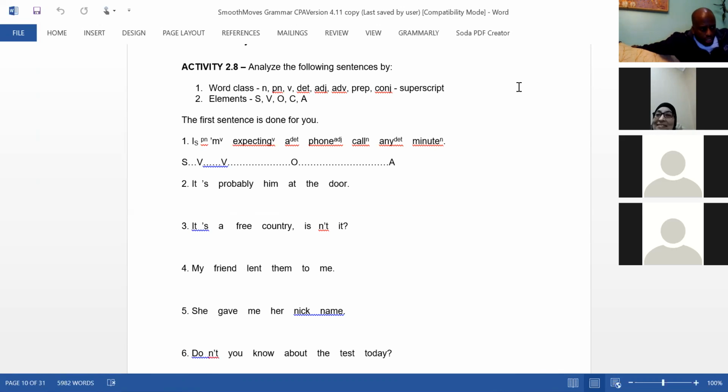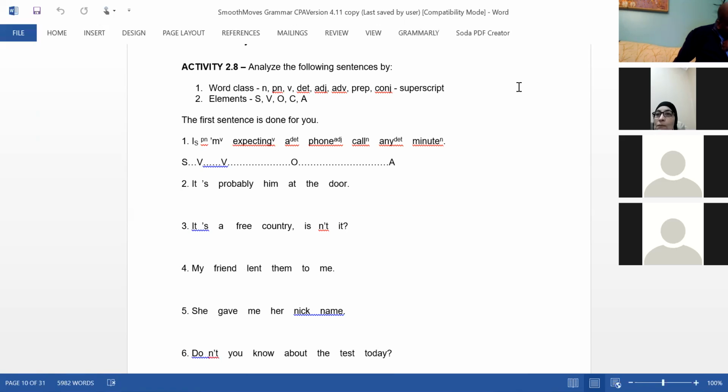All right, so let's do number two together, since you just did that. It is a what? Pronoun. And then the apostrophe S is a verb. Probably, adverb. Him, pronoun. At, preposition. The, determiner. Door, noun.